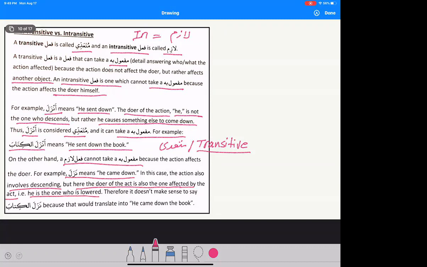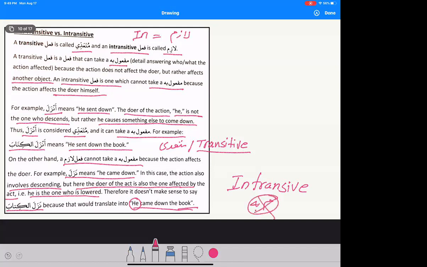So he is the one who is lowered. Therefore, it does not make sense to say nazala al-kitab. Can I say nazala al-kitab? No. Why not? Because that would translate into "he came down the book." Now, "he came down the book" does not make sense. He came down, the action is happening to him himself, not to the book. So that means this nazala cannot take maf'ulun bihi. So this is an intransitive verb, meaning it does not take maf'ulun bihi at all.